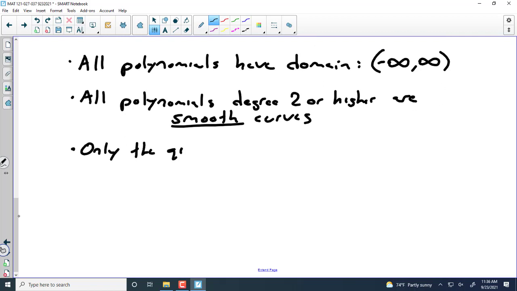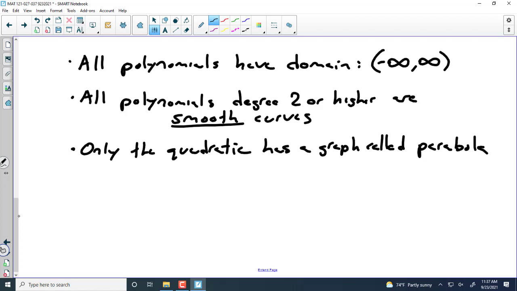This one I talked about last time, and I'll put it up here again. Only the quadratic has a graph called a parabola. Only the quadratic gets the parabola. Otherwise, it might be something that looks sort of like a parabola, but it's not. Only if it comes from a quadratic. We did a little bit of that last time.